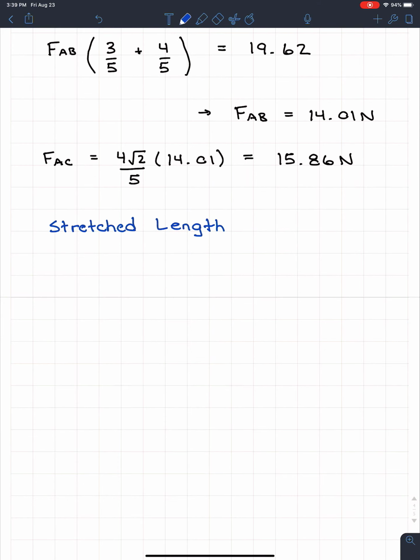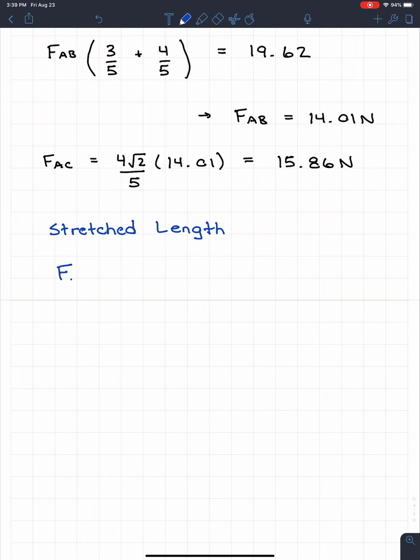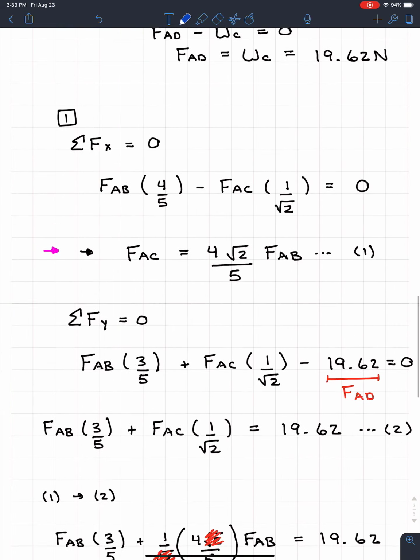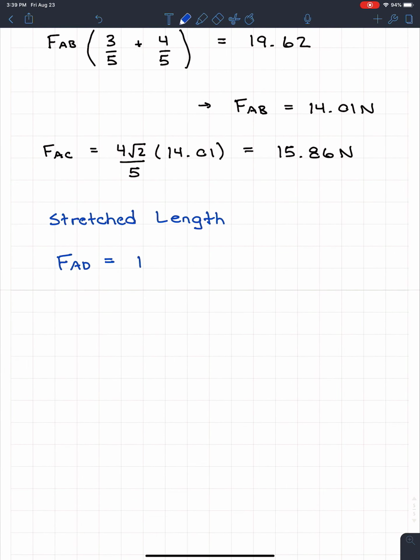And let's start off with FAD. So let's start off with all the forces we know first. So we know FAD, and if we scroll up, is equal to 19.62 newtons. So therefore, delta X, and you should label which direction this is.